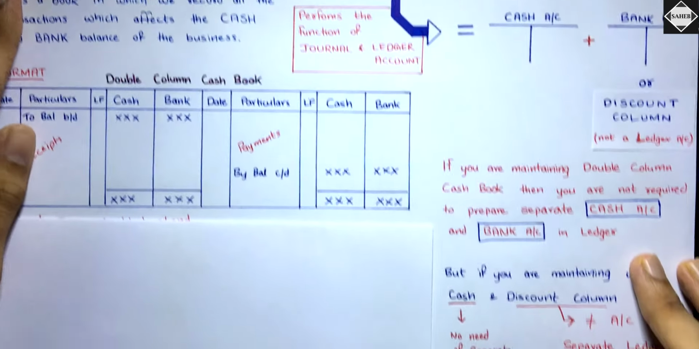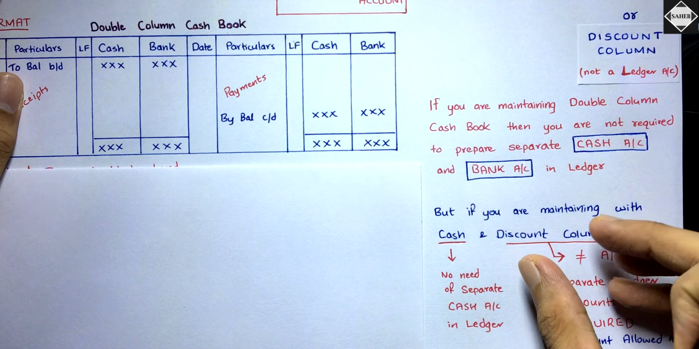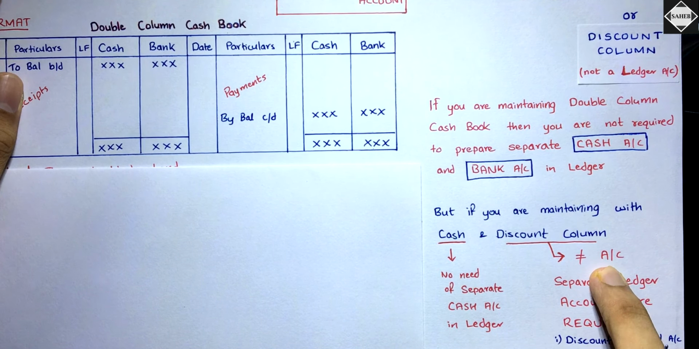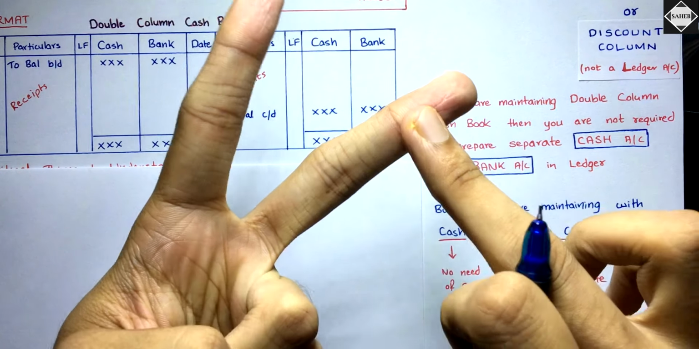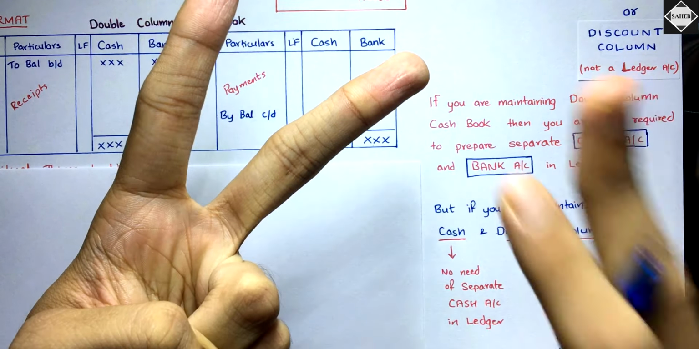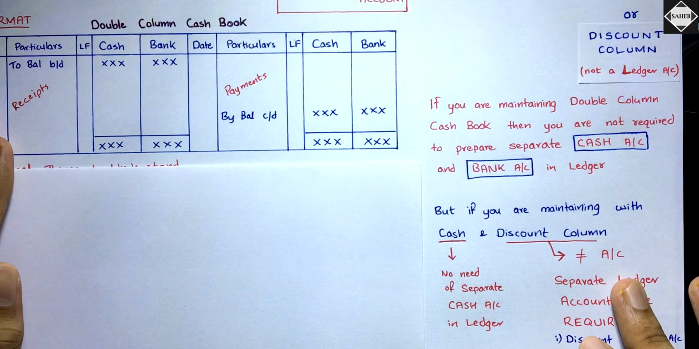But if you are maintaining the cash and discount column, double column cash book, then the discount column is not equal to the ledger account. So separate ledger account of discount allowed and discount received is always required. Always. You don't have a choice. All right. That's the concept.